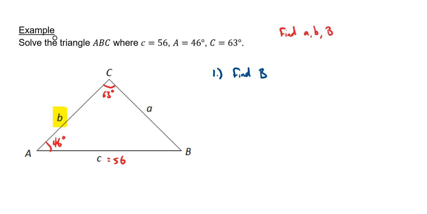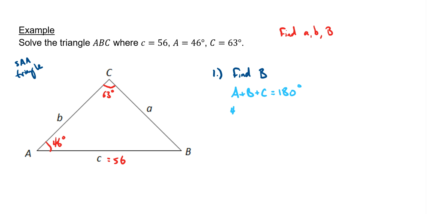Also, if you wanted to label this triangle, you know that you're going to use this technique because this is a side angle angle triangle. So side angle angle, that's how you know to use the technique that we're about to do. So finding angle B, we're just going to use the fact that if you add up all of the interior angles of a triangle, it's going to equal 180 degrees.